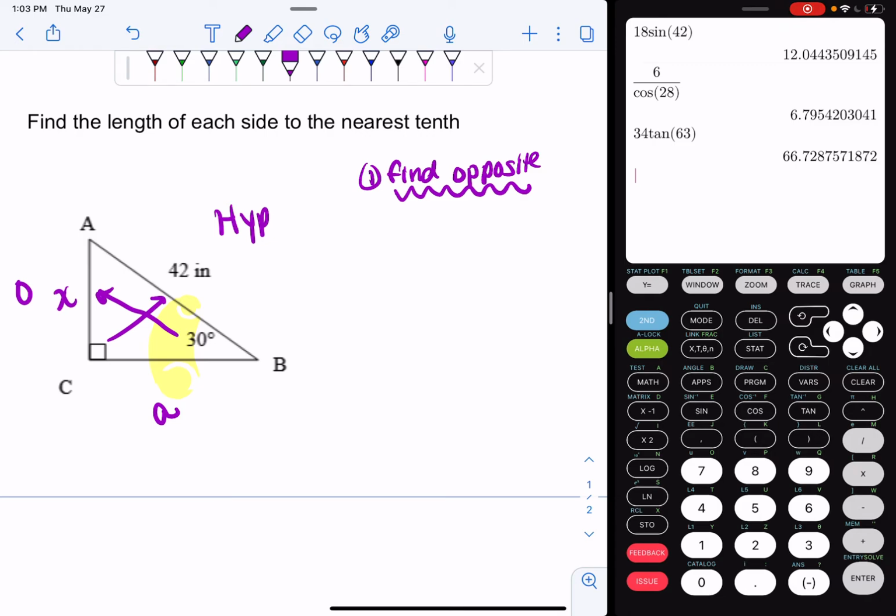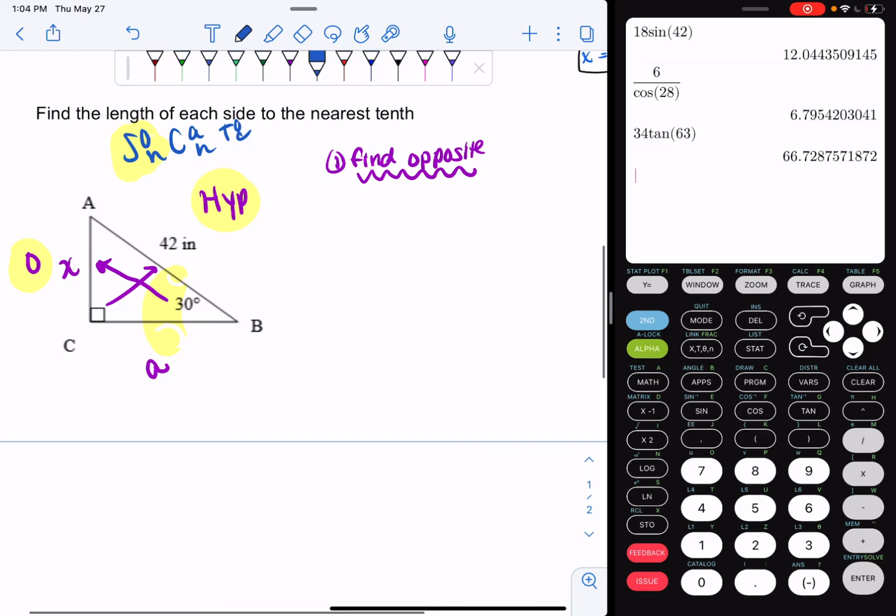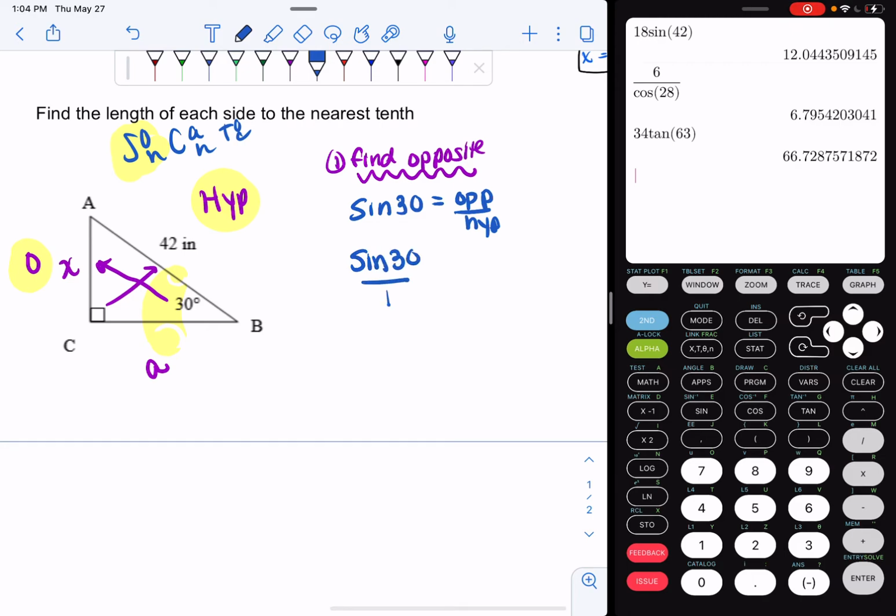So SOHCAHTOA. We have information about our opposite, and we have information about our hypotenuse. So I'm dealing with opposite and hypotenuse, sine of theta. So I can say sine of 30 is equal to opposite over hypotenuse. In this case, my opposite is x, so sine of 30, remember that sine of 30 is 1 over 2, is equal to x over my hypotenuse of 42. I cross multiply, and I get x is equal to 42 sine 30.